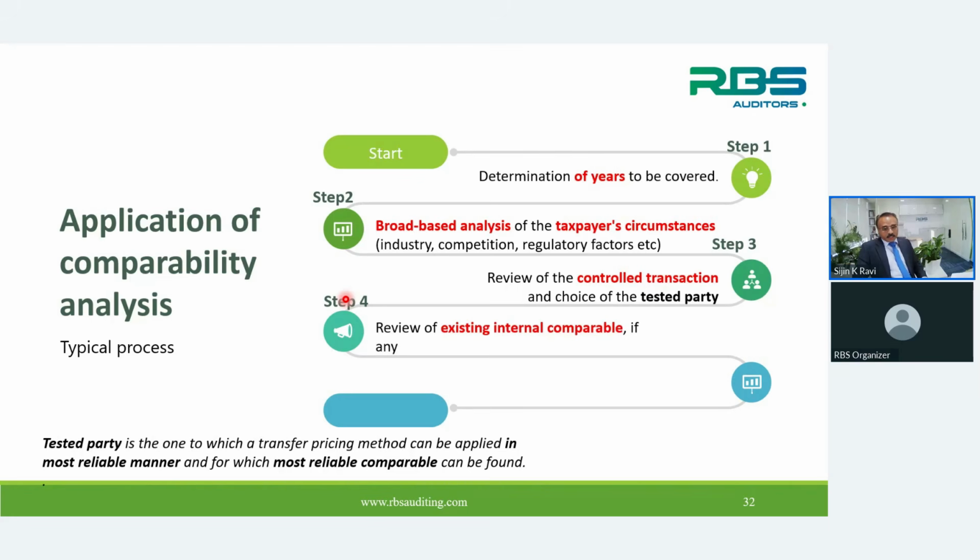Then after a related party transaction has been selected, then existing internal comparable, whether internally you can compare that price. If possible, you do the internal comparable. If it is not possible, then you do the external comparable. Tested party is a simple thing. It's a simple party without having any reliable party, the most reliable party of the transaction.